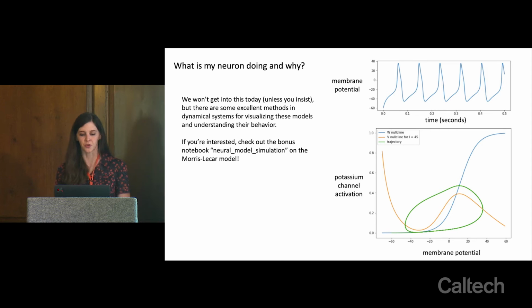So in this case, this green trajectory I'm showing you here is a trajectory of the membrane potential plotted against the potassium channel activation that corresponds to this trace up here. And it's showing you that when we give a certain amount of input to the cell, you just kind of fall along this limit cycle, and your system is circling through this portion of phase space over time.